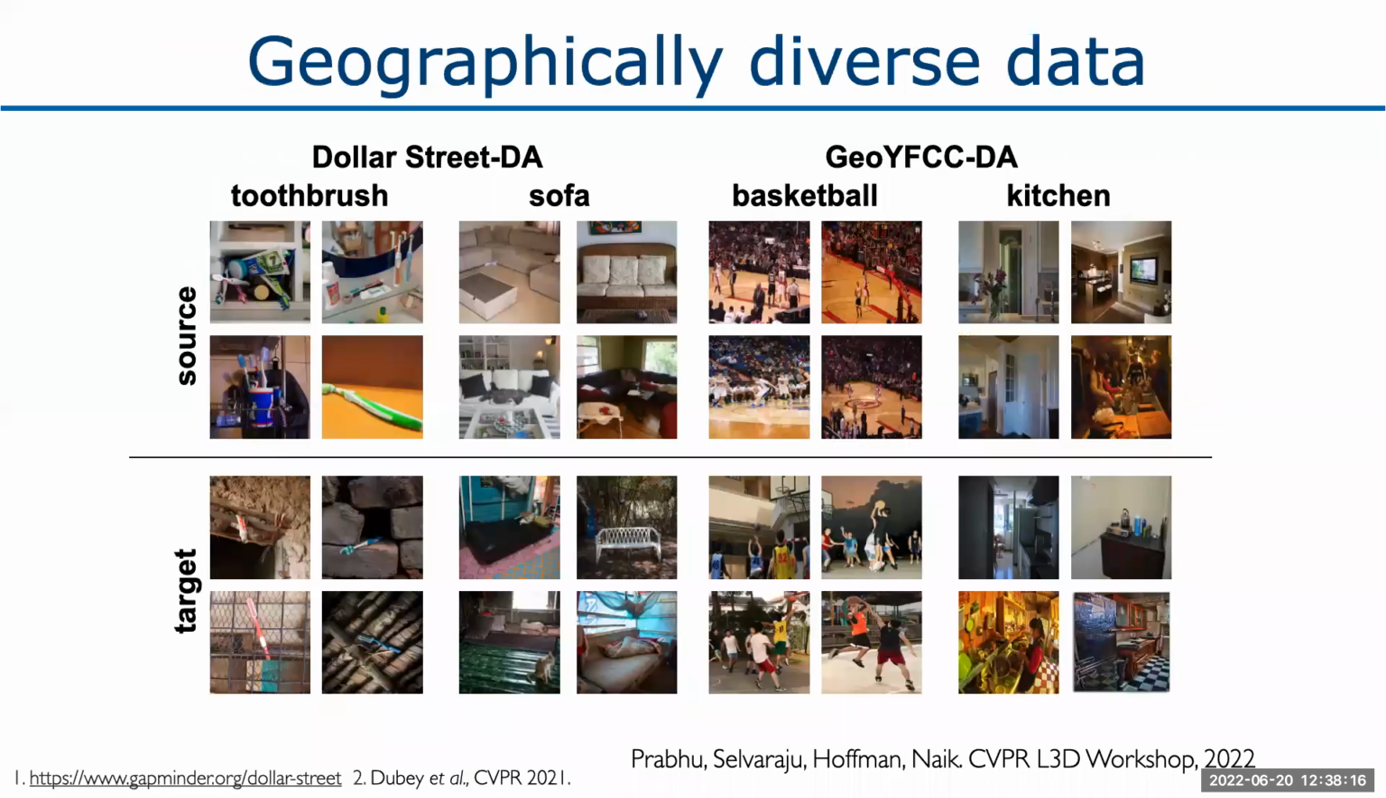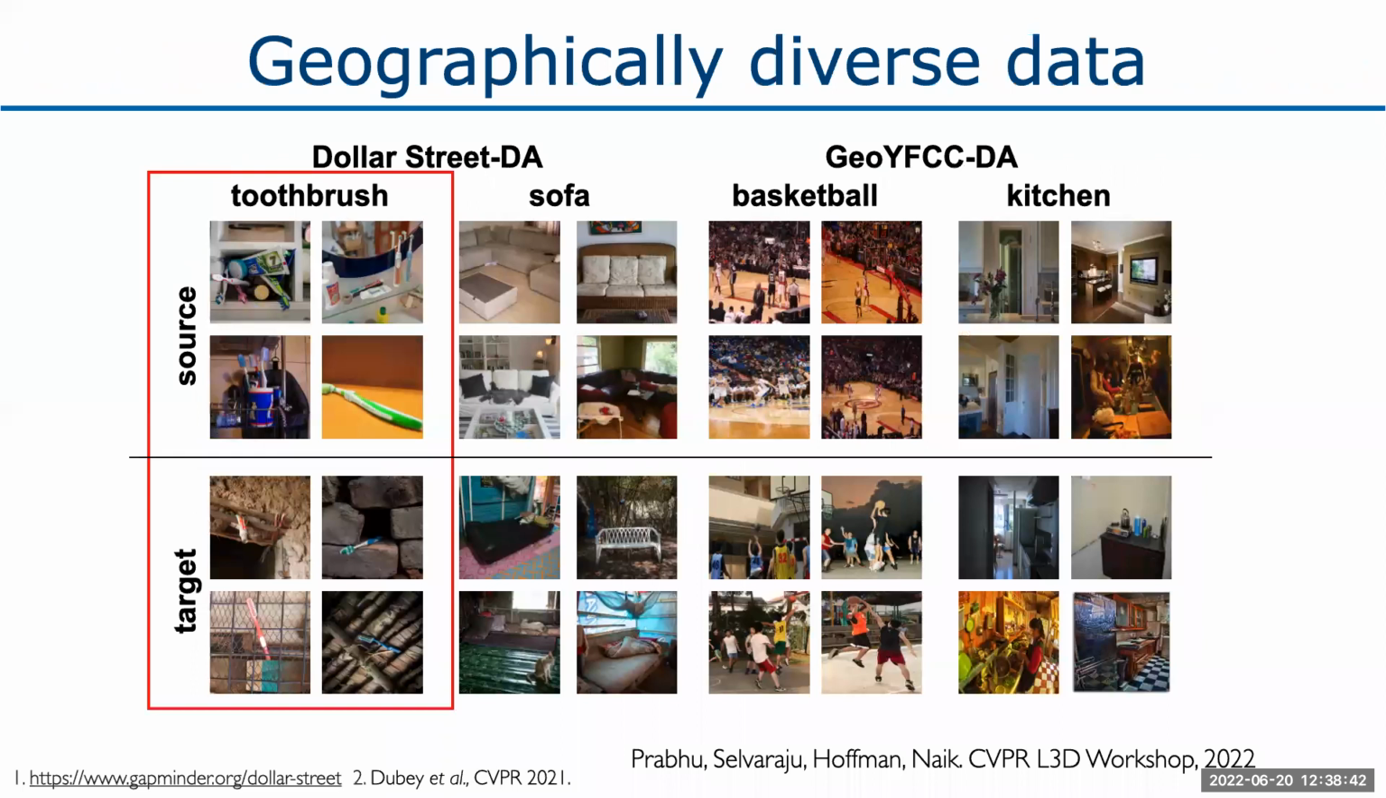And to do this, we collected two geographically diverse benchmarks based on the Dollar Street and GeoYFCC data sets. Here source and target represent geographically distinct locations. And you notice that even for a simple category like toothbrush, visual appearances can change quite significantly across geographies.